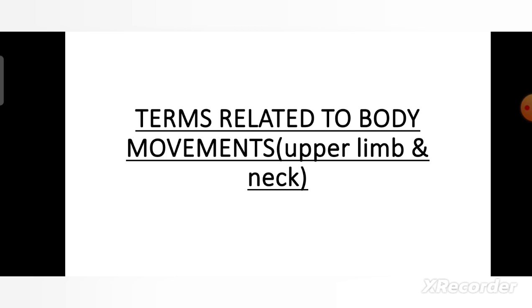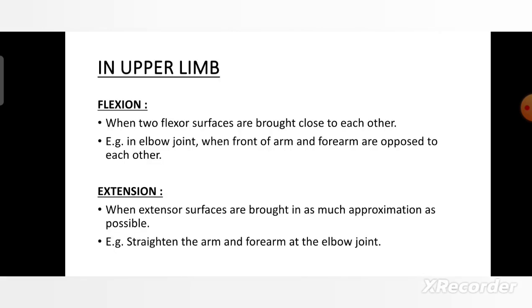So in this presentation, we'll talk about the terms related to body movement. First, in the upper limb: Flexion. When two flexor surfaces are brought close to each other. For example, in the elbow joint, when the front of the arm and forearm are opposed to each other. Extension. When extensor surfaces are brought in as much approximation as possible. For example, straightening the arm and forearm at the elbow joint.